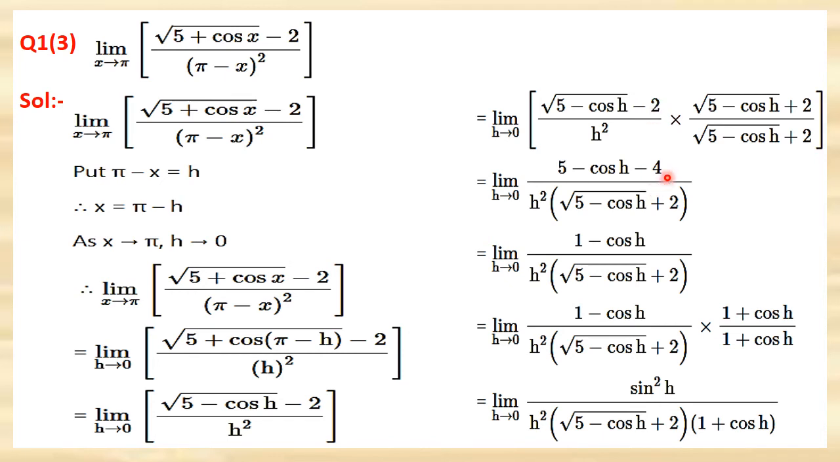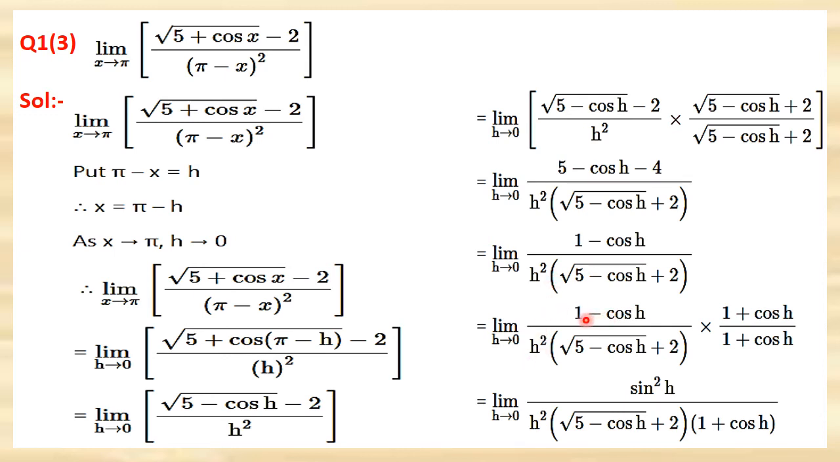Minus 2 square, that is 4, and the denominator will be as it is, h square into (root of (5 minus cos h) plus 2). That is limit h tends to 0, simplifying the numerator, 1 minus cos h upon h square into (root of (5 minus cos h) plus 2). Now just substitute and see whether you are getting the numerator and denominator 0.